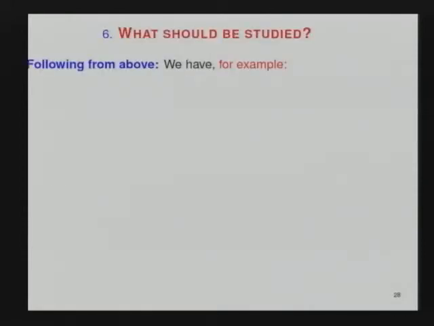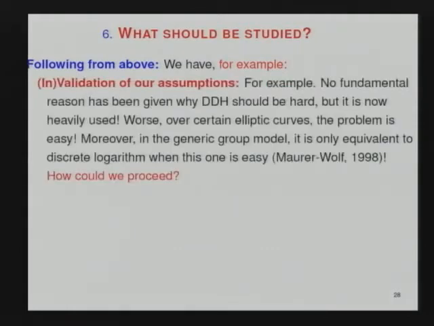So what should be studied? First of all, everything from above. You can look at what I mentioned, and then you can basically conclude. I'm just going to give some examples. Invalidations or validations of our assumptions, I think, is very important. Now, how could we proceed?